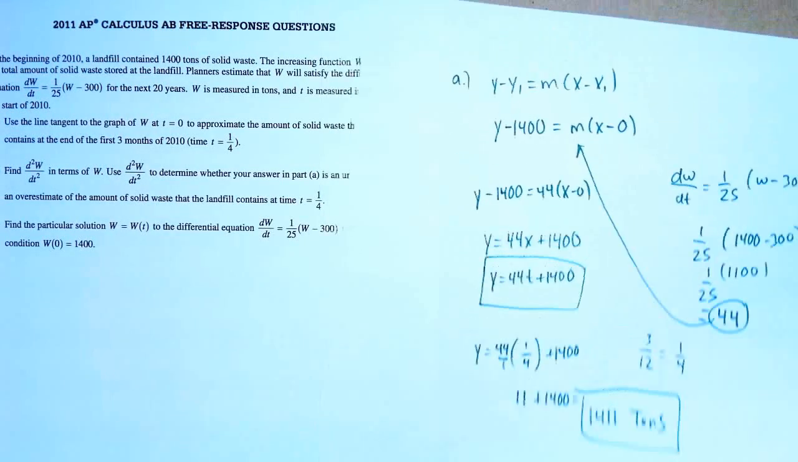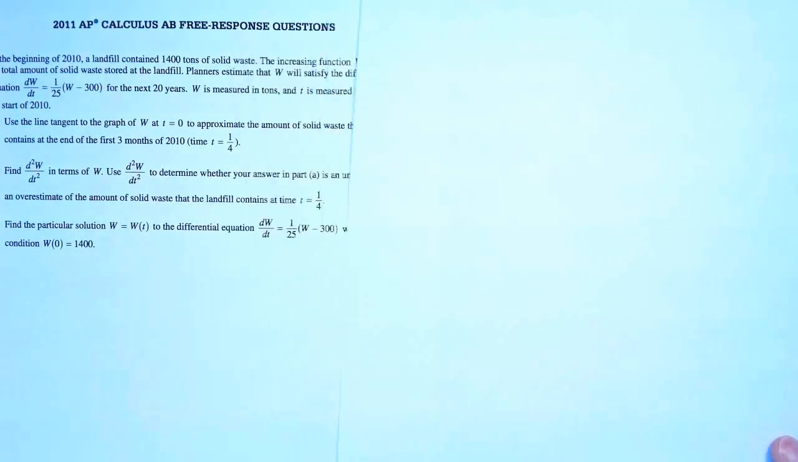So then we're going to move on to part B, where part B was a tougher question. Now part B tells you to find d2w over dt squared in terms of w. Use d2w over dt squared, which is pretty much the second derivative, to determine whether your answer in part A is an underestimate or overestimate of the amount of solid waste that the landfill contains at time t equals 1/4. Okay, so there's a lot going on in this question.